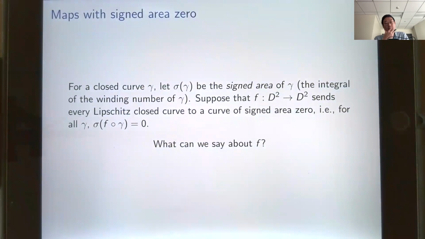So, okay, Lipschitz maps with signed area zero have to be topologically trivial. What about, can we relax the Lipschitz condition? Well, we can't relax it too much, because if we just look at continuous maps, then you can't define the signed area of a continuous curve, because curves like Brownian motion don't really have a well-defined signed area.